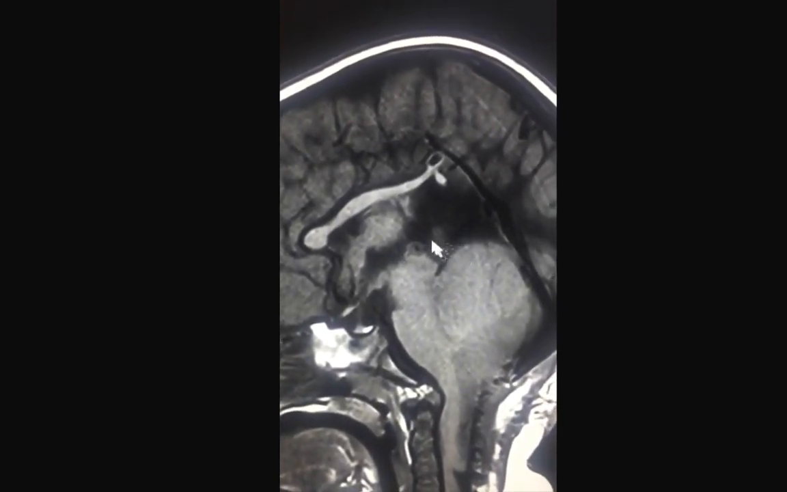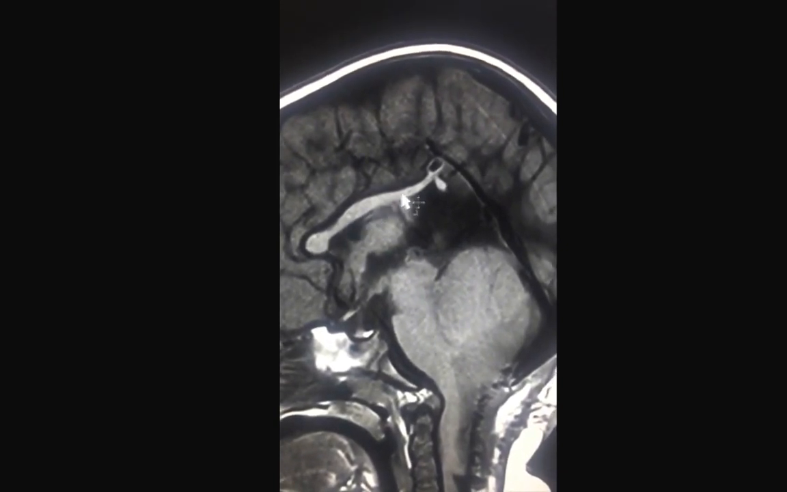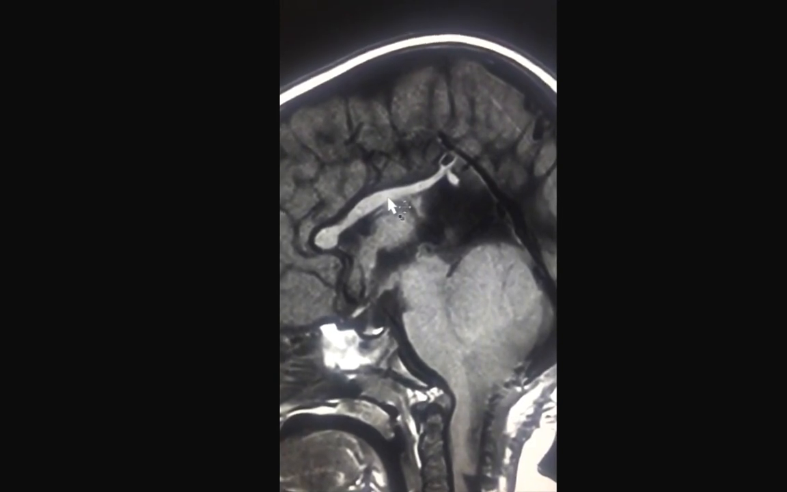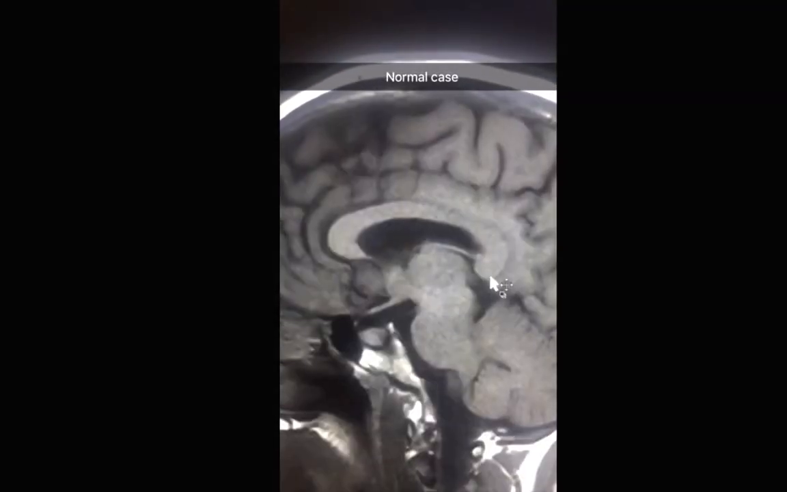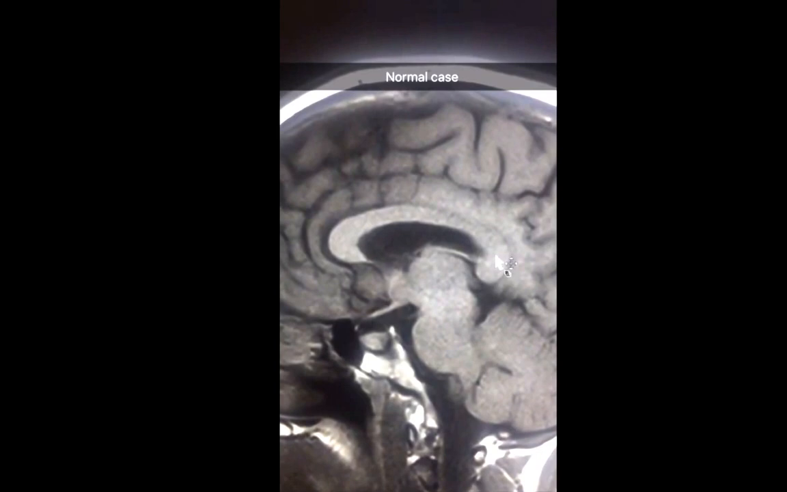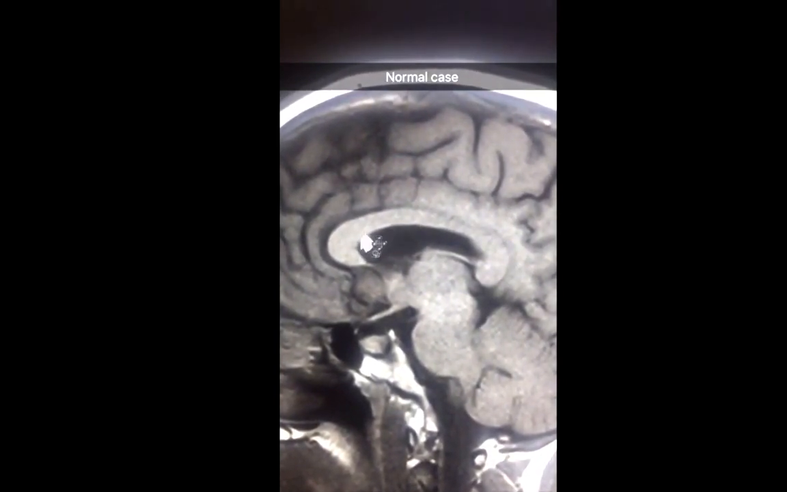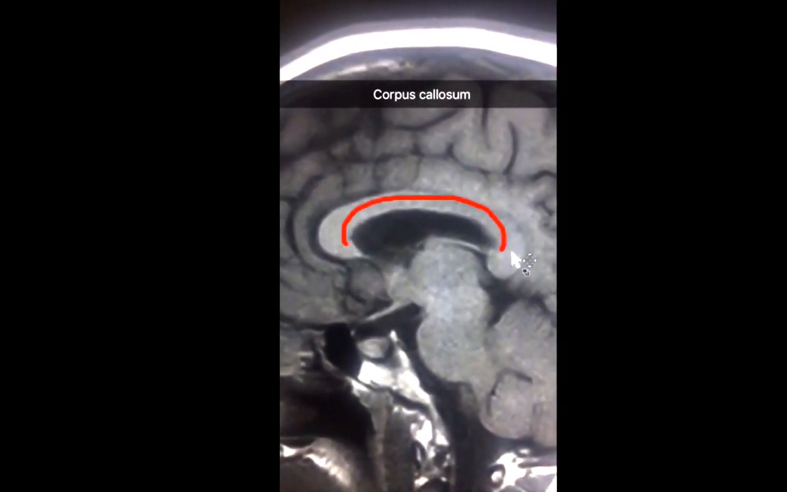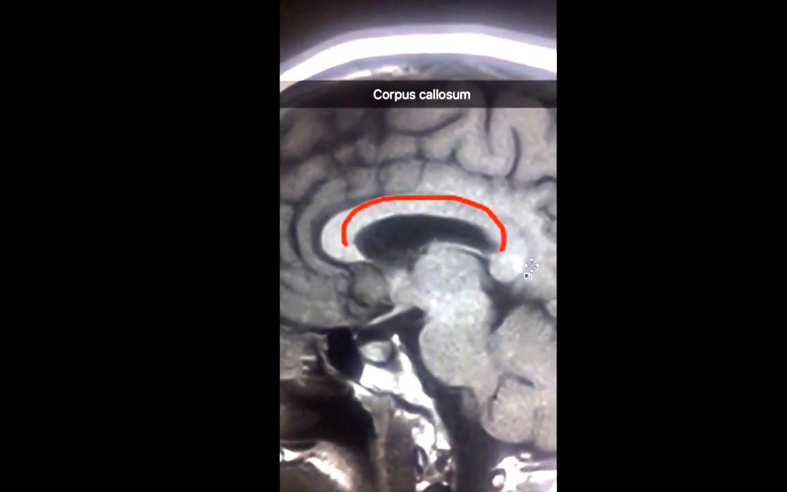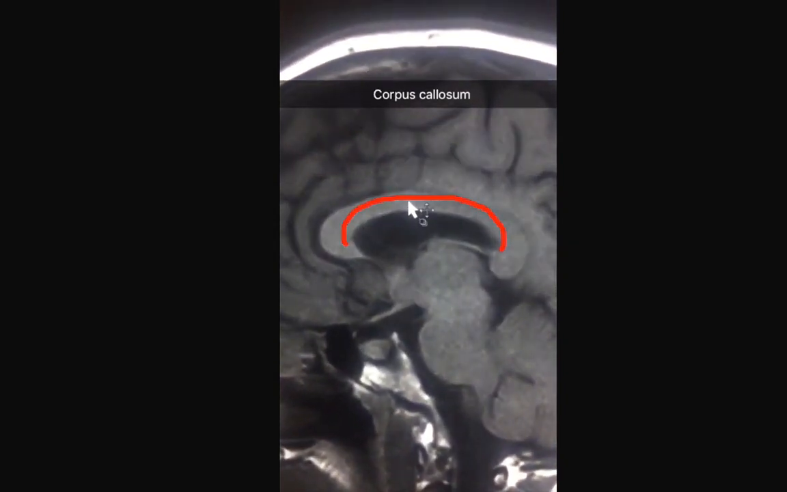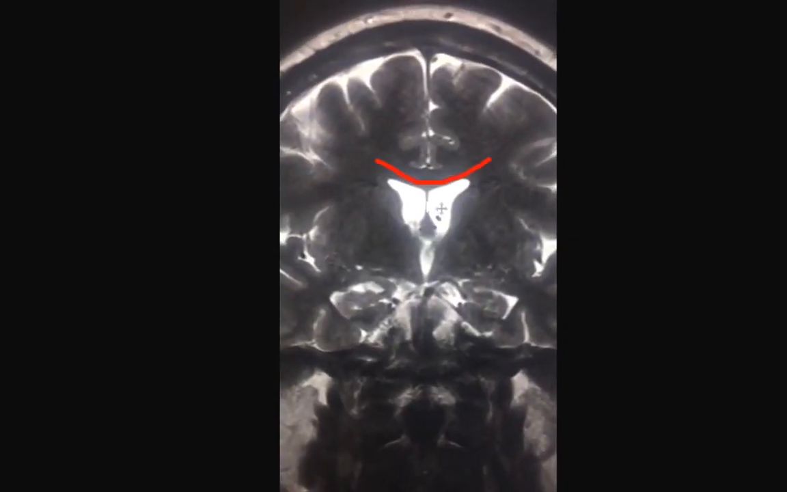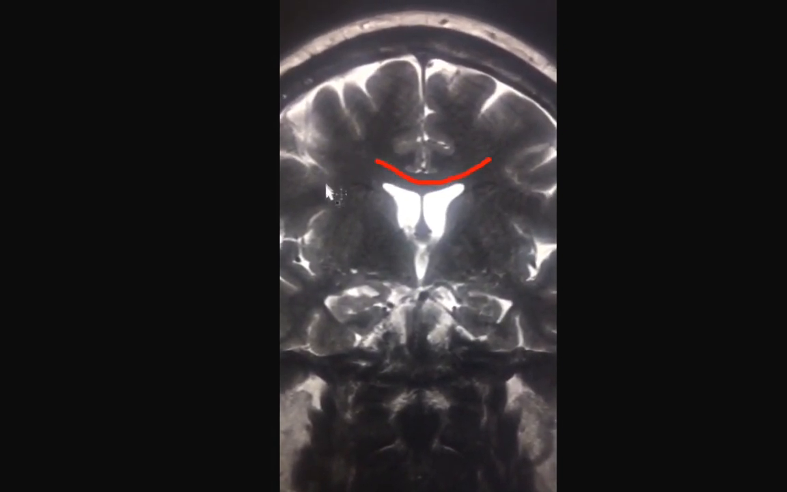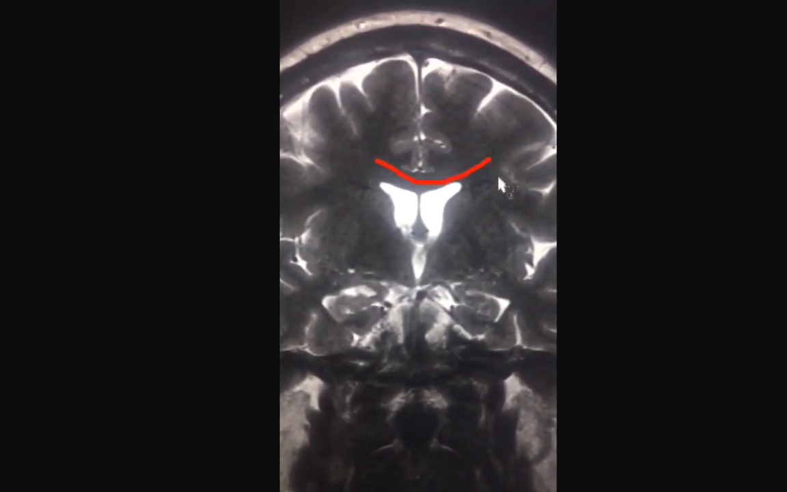To explain why you see this abnormality, you have to concentrate on this structure. The structure here is abnormal, so now we're going to go to a normal case to explain more. This is a sagittal T1 on a normal patient for us to understand the normal anatomy before proceeding with the other case. This curving structure here is called the corpus callosum, which is a white matter tract connecting both cerebral hemispheres. And this is a coronal T2 on the same patient, showing the corpus callosum connecting the right and left brain.